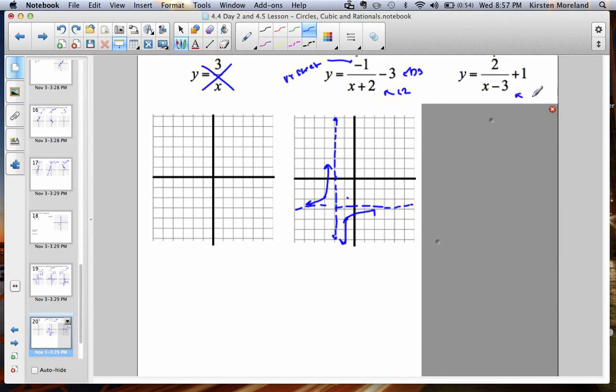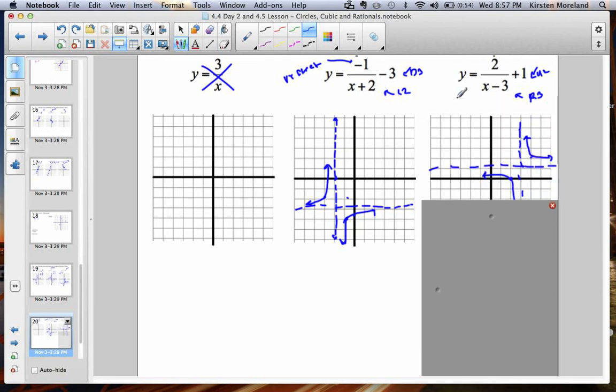Last one, it's going right 3, up 1. So my vertical asymptote is going to be at +3, x equals +3. My horizontal is going to be at y equals +1 because it's shifted up 1. There's no reflection, so we're going to have the top right and the bottom left.